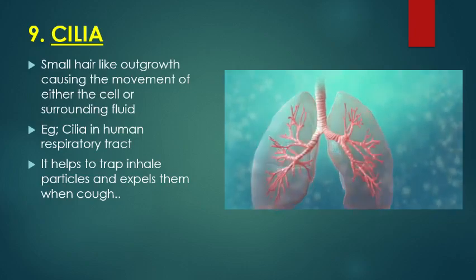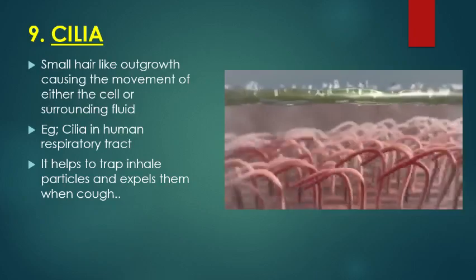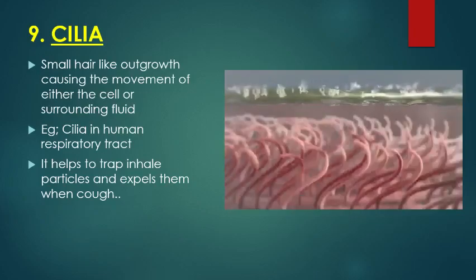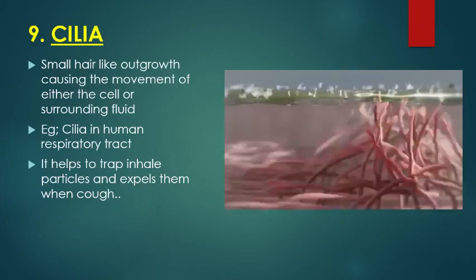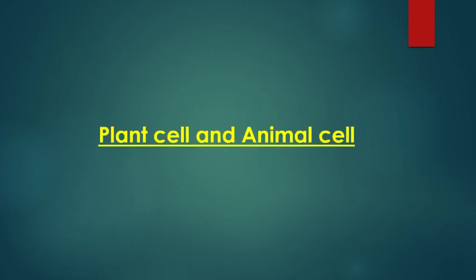Cilia. Small hair-like outgrowths causing the movement of either the cell or surrounding fluid. For example, cilia in the human respiratory tract. It helps to trap inhaled particles and expels them when we cough. Flagella. Hair-like growth responsible for cell movement, usually longer than cilia. Example, flagella in bacteria.